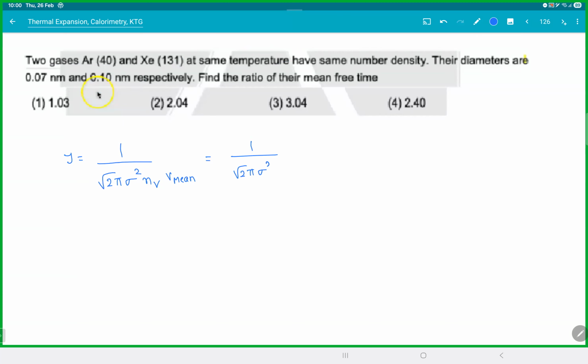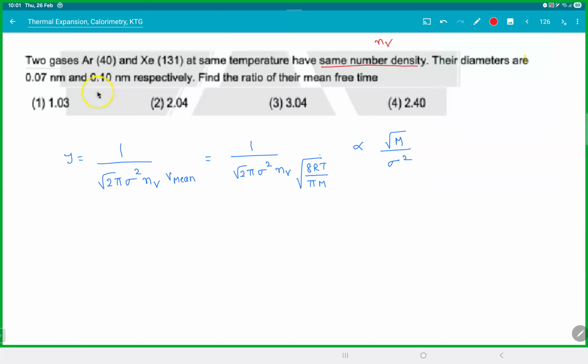√2 pi sigma square NV is equal, right? This is root over 8RT by pi molecular weight. This is proportional to root molecular weight by sigma square. Just because temperature is same, V mean is not same. They have different molecular weight, isn't it? So there is a molecular weight sitting in the V mean here. NV is same. So this number density is nothing but NV.